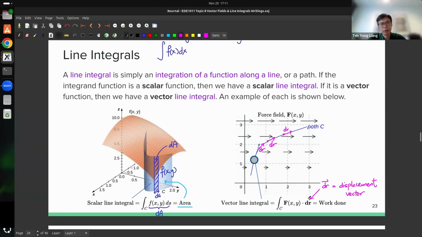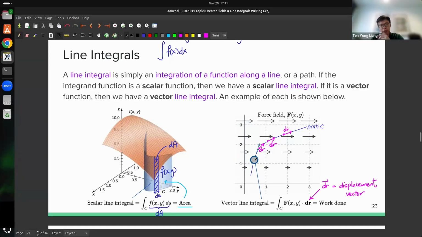Understand? So of course this is the conceptual understanding of how you can actually integrate a vector field over some path to get the total work done. And this is important because, for example, in the magnetic field, you have an object that is subjected to the forces from the magnetic field.